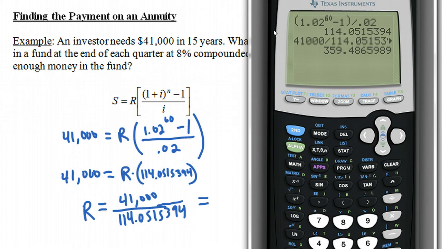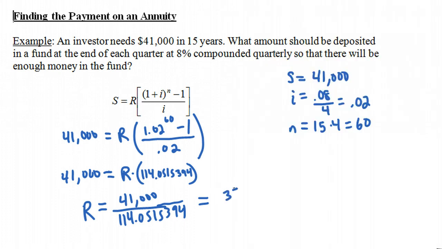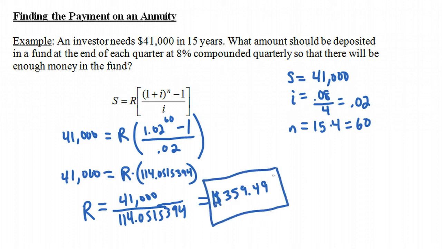$359.49. Let's write that down: $359.49. So that is the quarterly payment this person would have to make. Every 3 months they'd have to put in this amount of money, and they'd have to do that for 15 years, into this account where they're getting 8% interest. And at the end of the 15 years, the money would have grown to be $41,000.